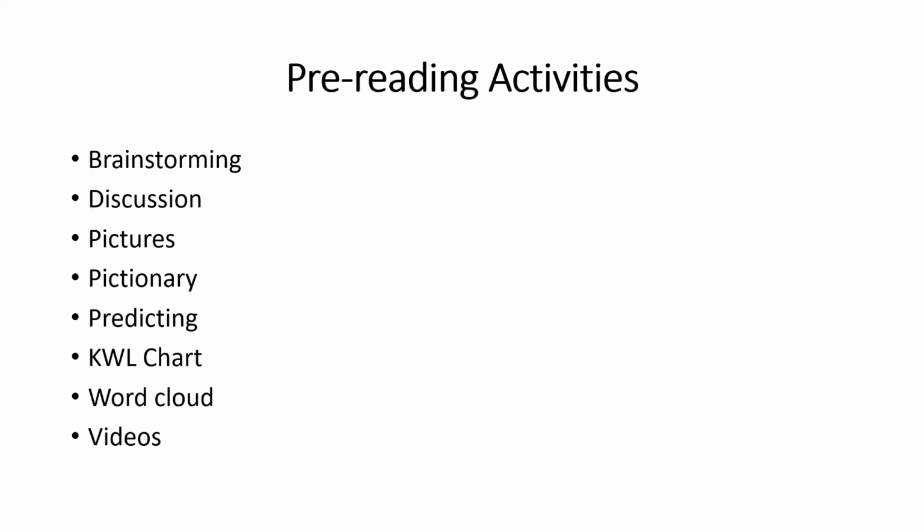Now let's look at some of the pre-reading activities which we can use. First is brainstorming. It could be oral or written discussion. We can use pictures to teach vocabulary. We can also play this game called Pictionary, in which the teacher draws a picture on the board and students predict the words associated with that picture. We can also ask students to make predictions about the text.